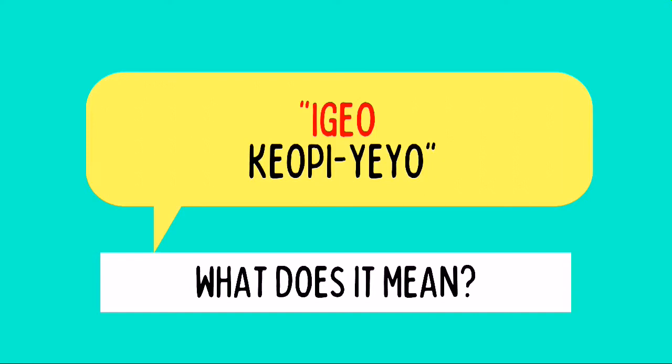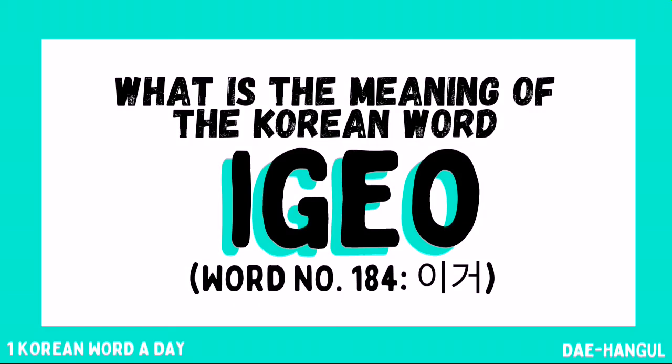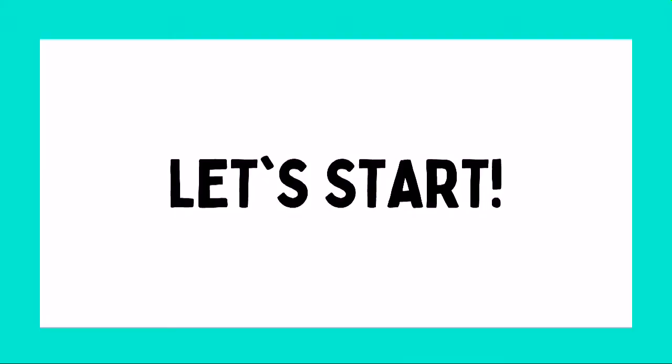Igo kopieyo. What does this sentence mean? If you notice, the word in red letter is igo. Because today, on One Korean Word a Day here at Dae-Hangul, we are going to study about the word igo. Let's start.